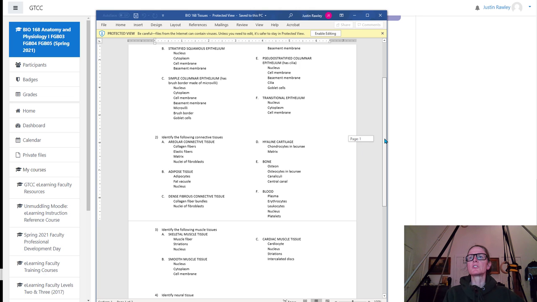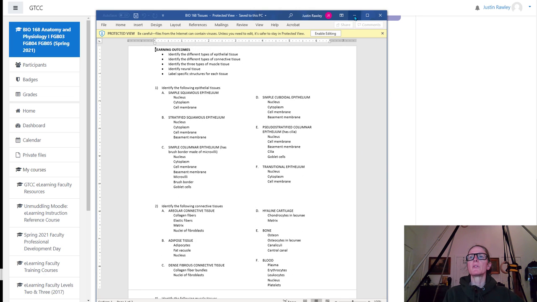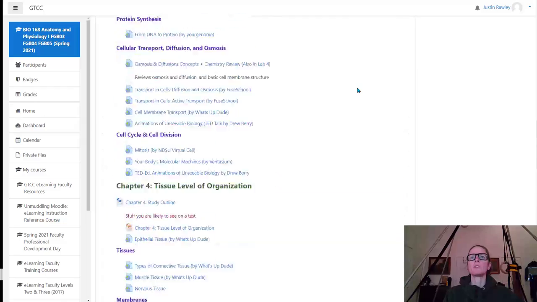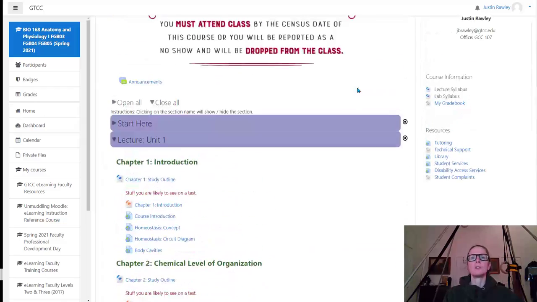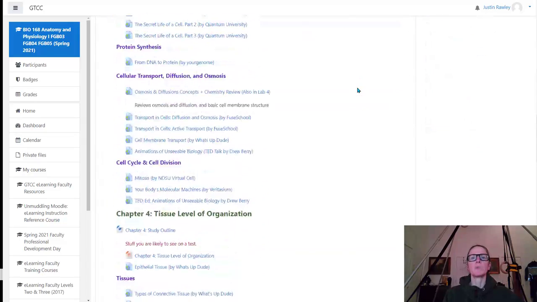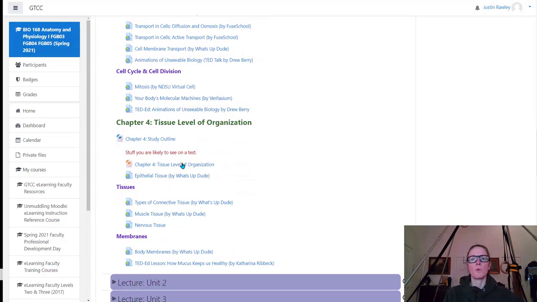Now, when we get into lecture, we may have some other tissues that we'll see in lecture that you will need to be able to identify. So, for example, when we get to the tissue level of organization, then we will be studying different types of tissues, but we will not have to identify them in histological sections. So you won't be seeing a microscope slide that says identify this tissue and where it came from. So that's something that's very important to note.